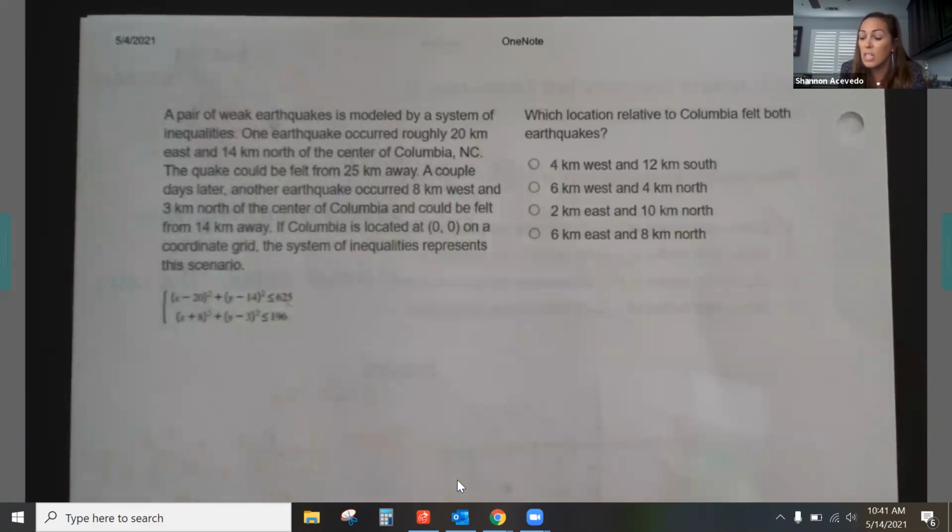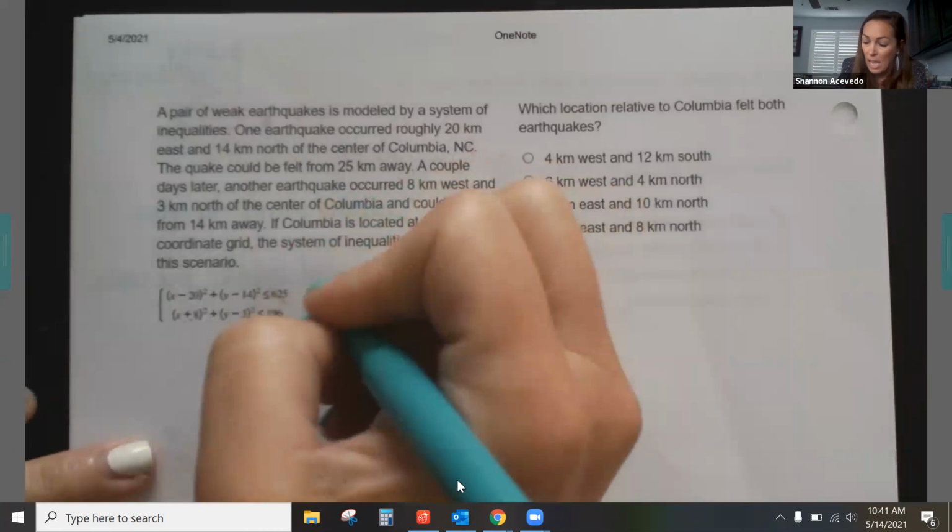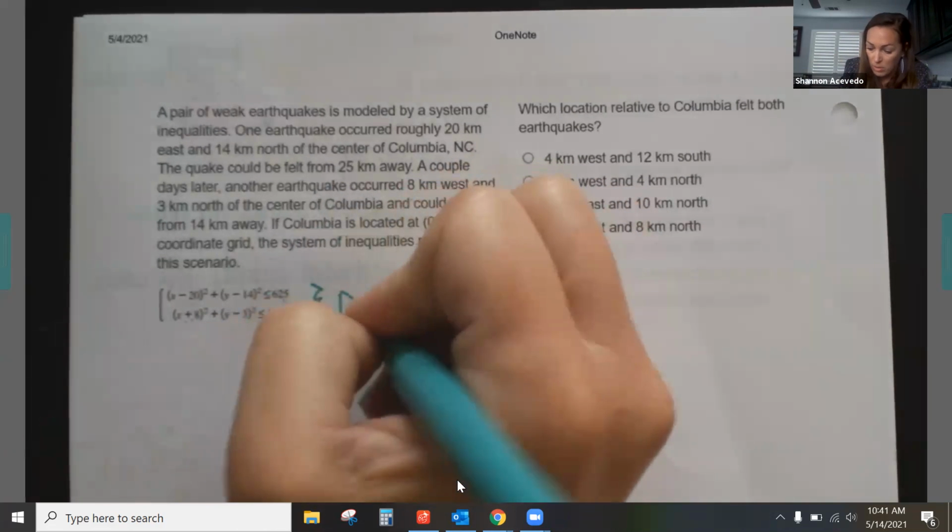A couple of days later, there's another earthquake that occurred at 8 kilometers west, 3 kilometers north, and could be felt 14 miles away. So there's where the center of that earthquake is, and this is going to be my r squared, that 14 squared. That's the radius of where people felt it. It says if Columbia is located at 0, 0 on a coordinate plane, which system of inequalities represents the scenario. So they gave us the actual system. This is great because all we have to do is graph it. So first thing I would do is put these in my Desmos.